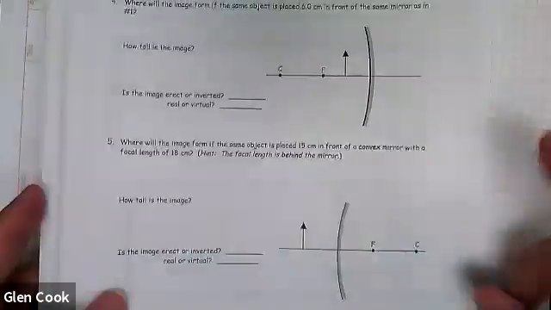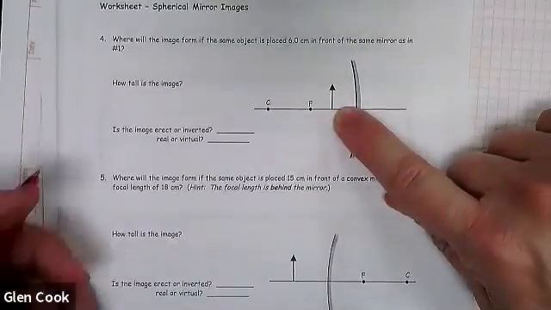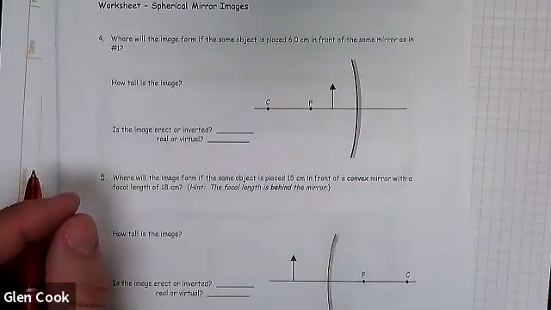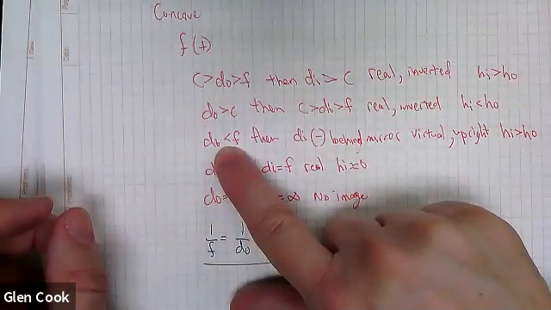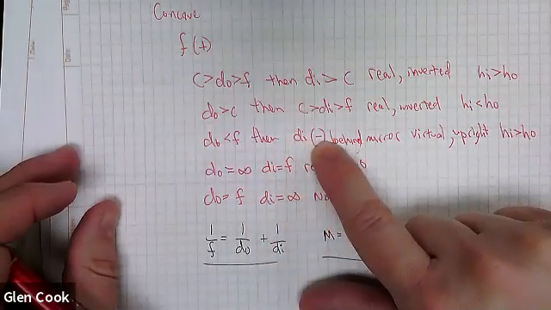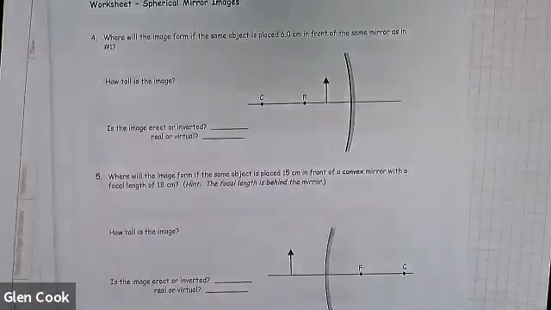Okay, backside. All of a sudden, DO is less than F. Where should the image be? If DO is less than F, back to this picture. Yes? If DO is less than F, then DI should be negative. It should be behind the mirror. So let's see if our math works out.